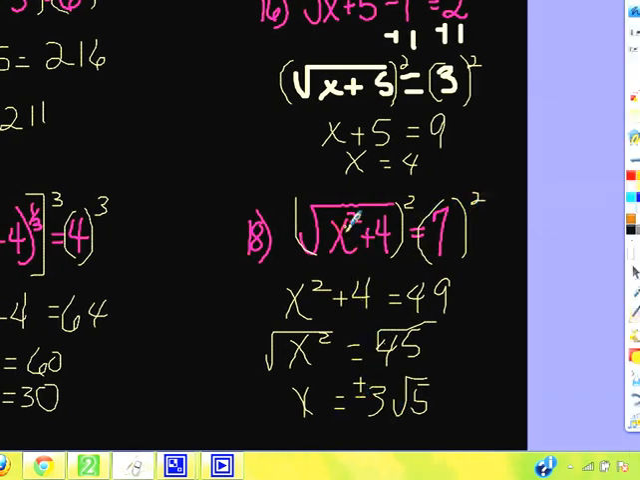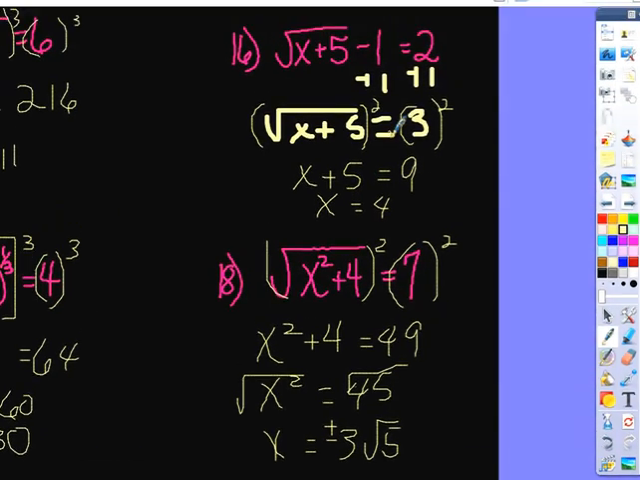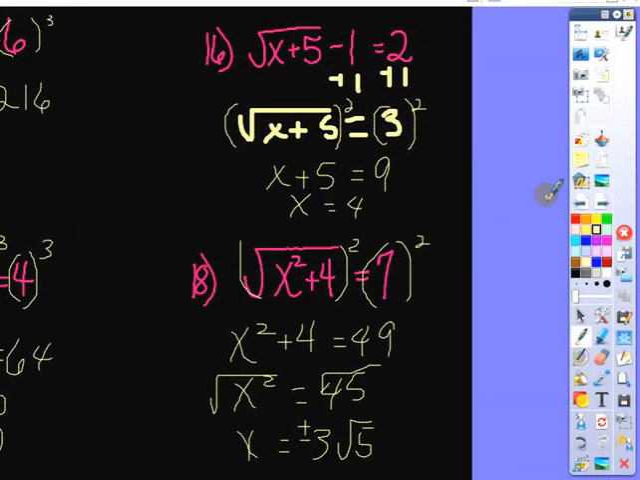So when I square the 3 root 5, I get 9 times 5, which is 45. 45 plus 4 is 49, and the square root of 49 is 7. Now when I plug in the negative, anytime you square a negative, you get a positive, so it's going to be the same thing. So both of these answers are solutions to this equation.